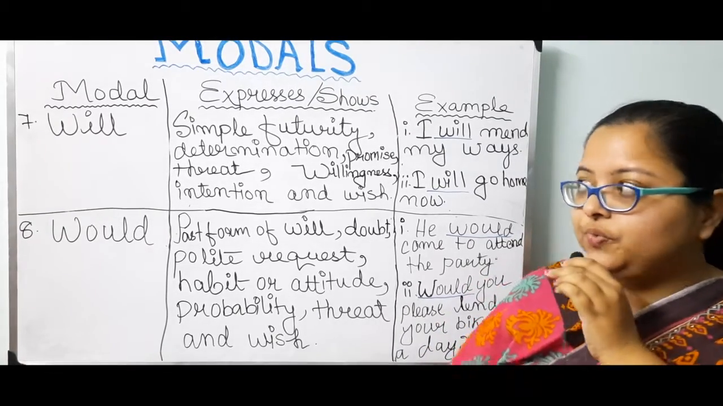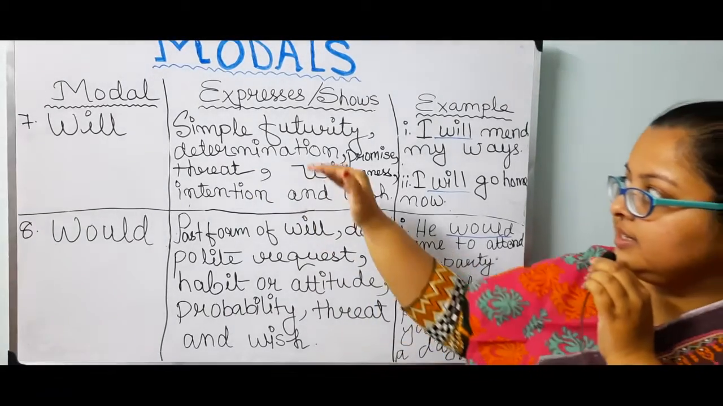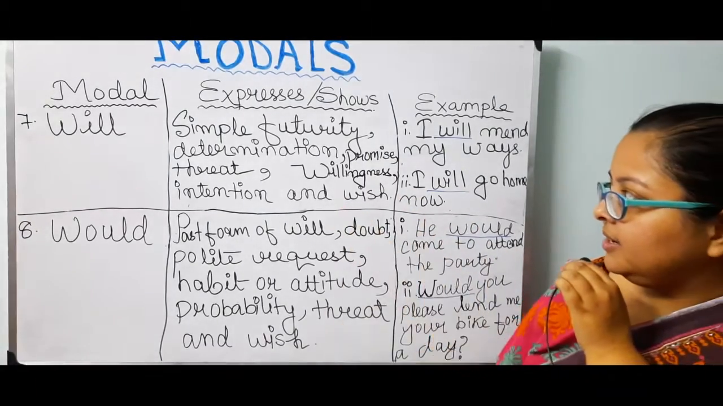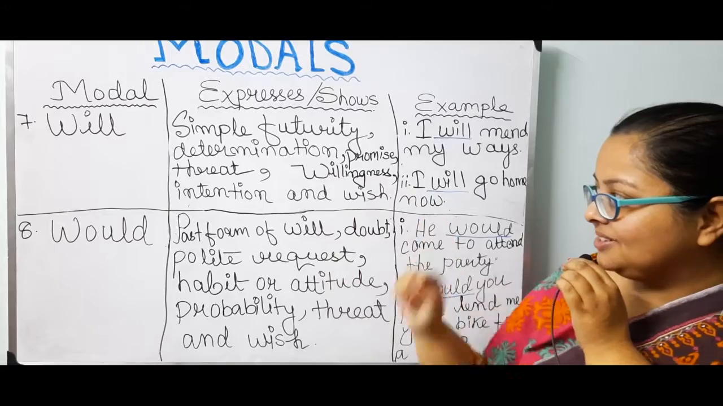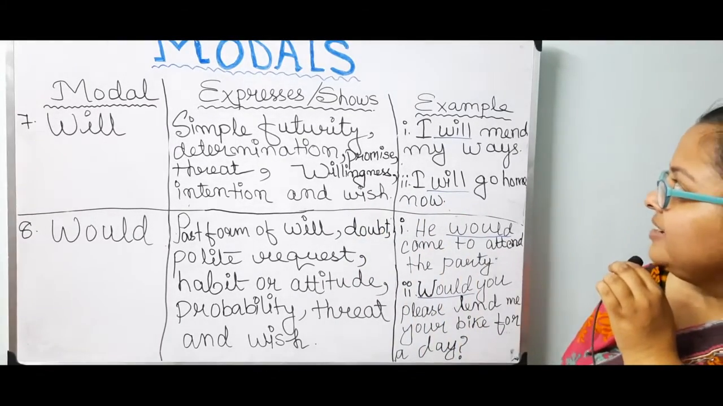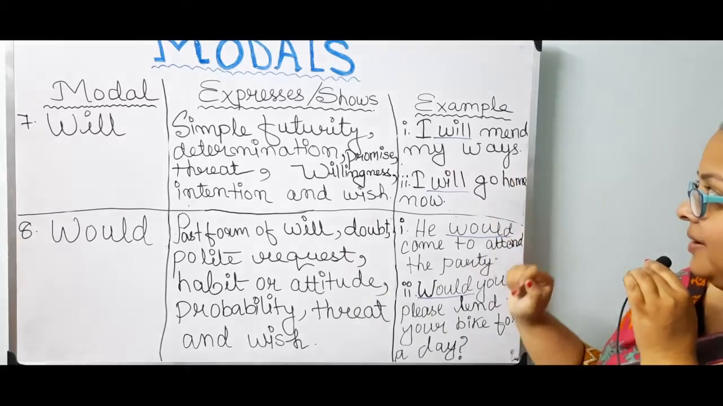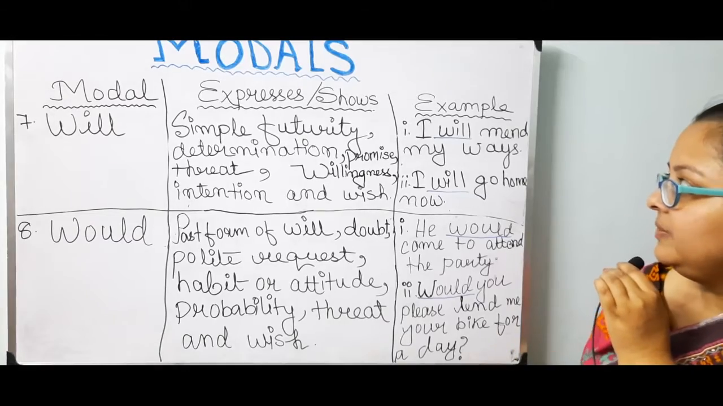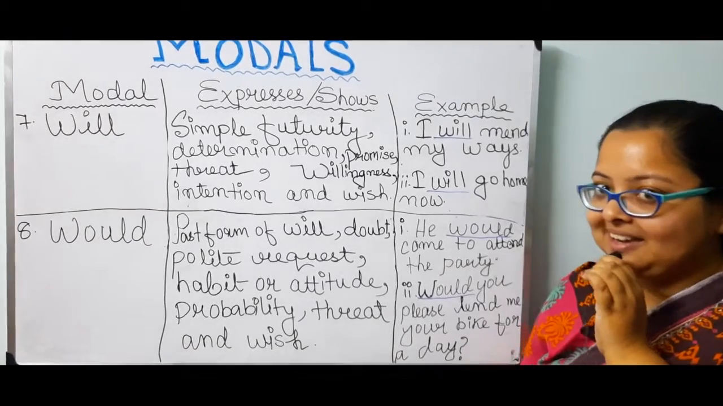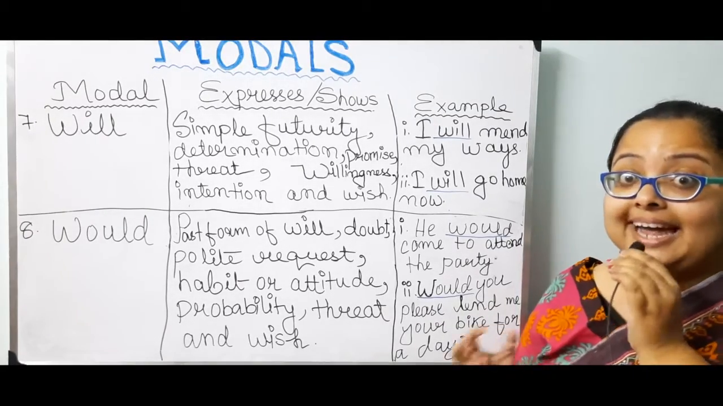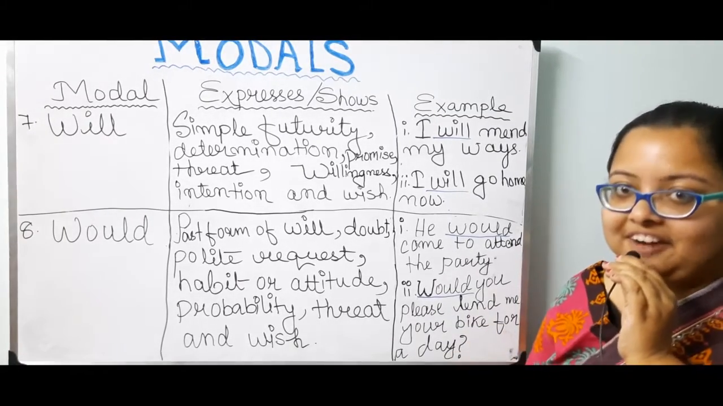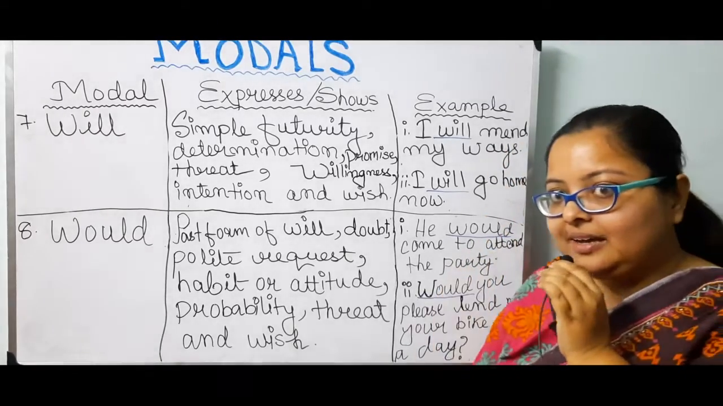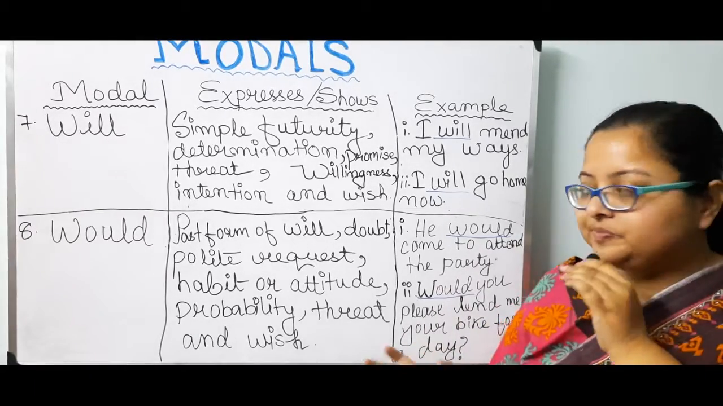Next modal is will. It expresses simple futurity, determination, promise, threat, willingness, intention and wish. Now, for examples, number 1, I will mend my ways. So, it's basically a promise that someone is making that I will correct or modify. So, I will mend my ways, my way of lifestyle, suppose.